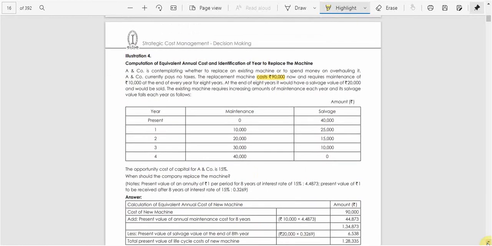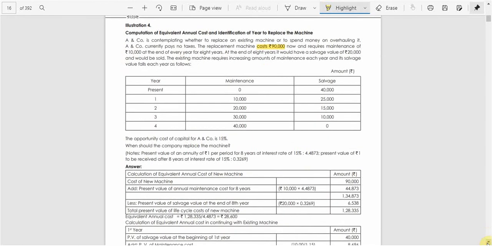Okay, let us go to the solution here. If they want to buy a new machine altogether, the new machine costs 90,000. That is given in the problem. Also, we have a maintenance cost for 8 years, right? 10,000 rupees every year, which is given in the problem.